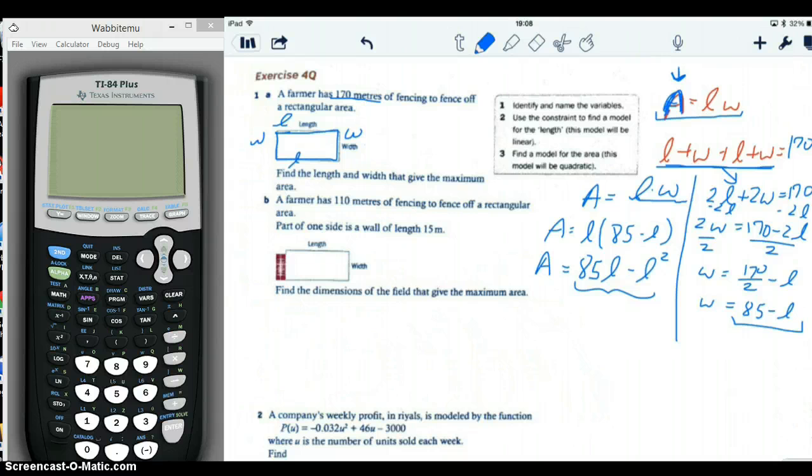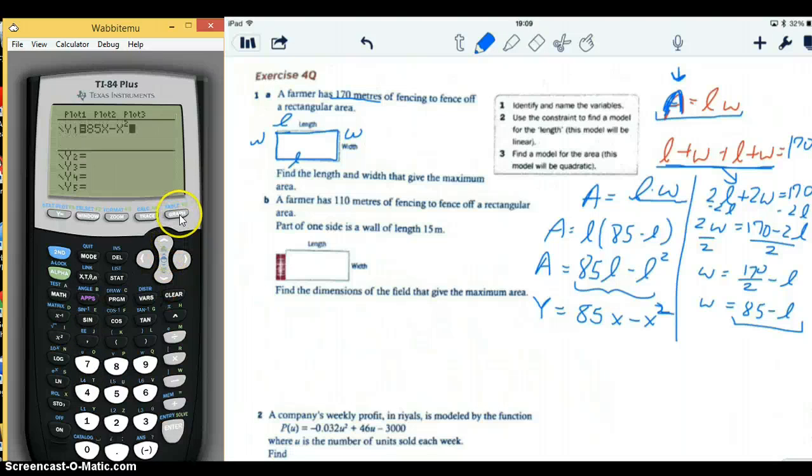Okay, so now what we can do is put this in the calculator and graph it. Instead of A, we're going to have Y, and instead of L, we're going to have X. So 85X minus X squared. We're just changing the names here for the calculator's sake. So we're going to put 85X minus X squared, and then we're going to graph it.